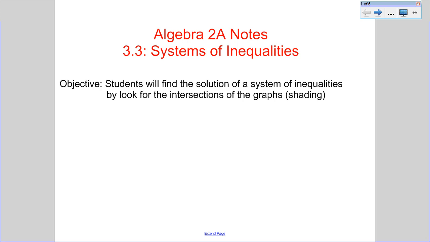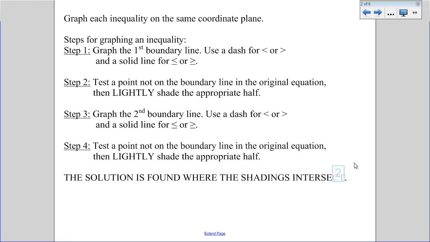So what we're going to do is look for the intersections of the graph, or we're going to look and see where the shading intersects. So what we have to remember is that we're going to graph each inequality on the same coordinate plane. So one graph for two inequalities, which is what we saw for equations.